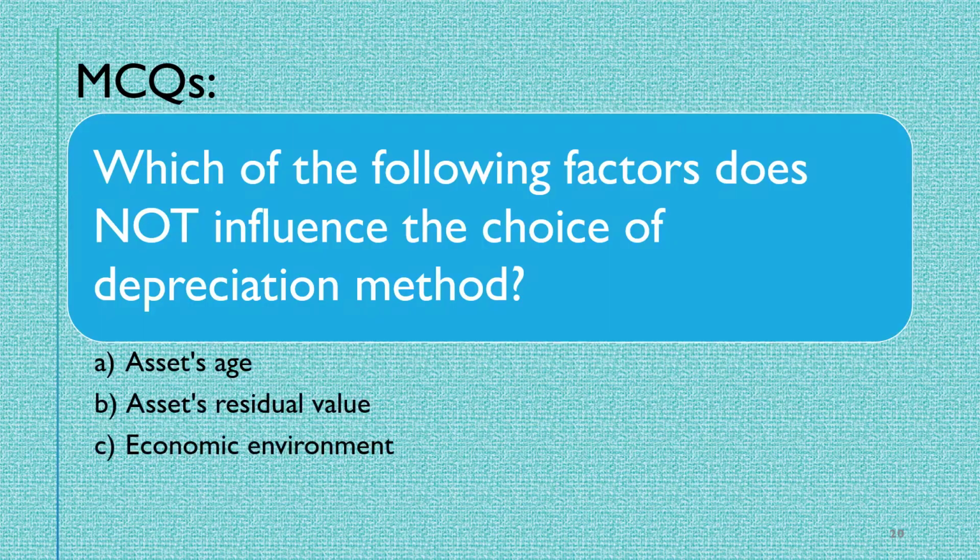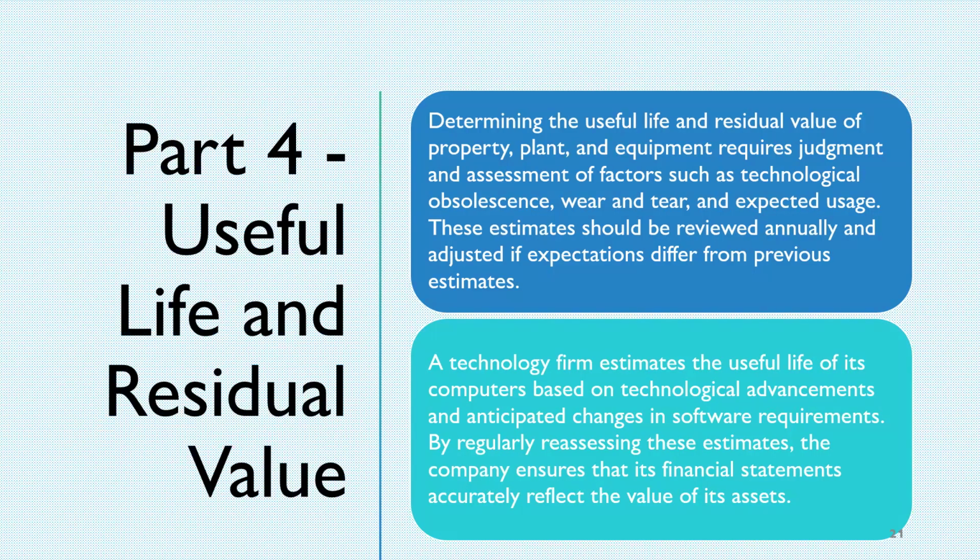Question number 2. Which of the following factors does not influence the choice of depreciation method? A. Asset's age. B. Asset's residual value. C. Economic environment. And the correct answer is option C, economic environment. Since the other two, that is option A, asset's age, and option B, asset's residual value, influence the choice of depreciation method.